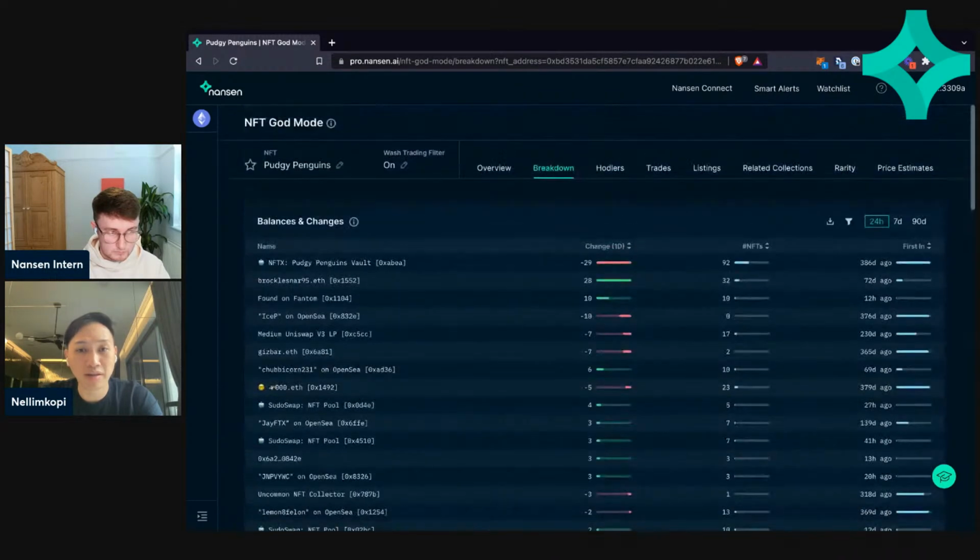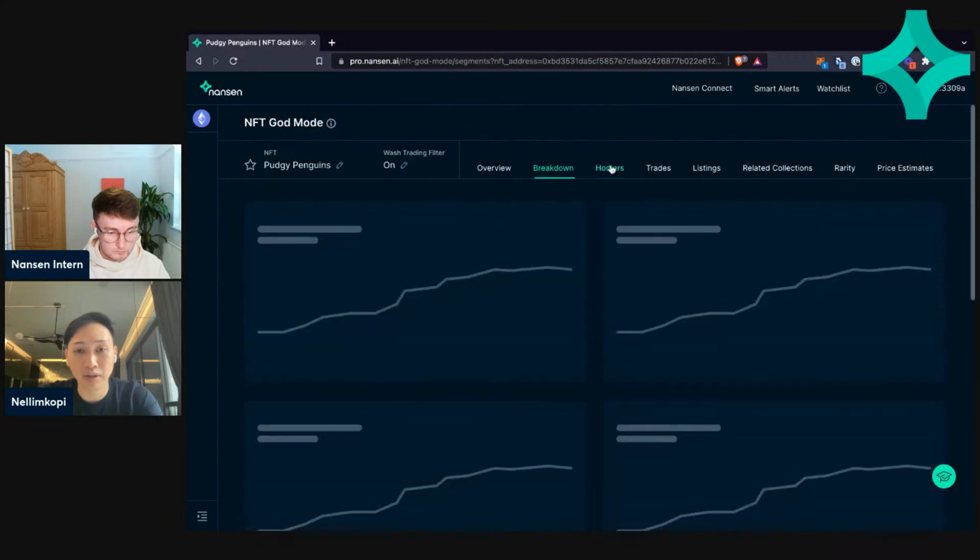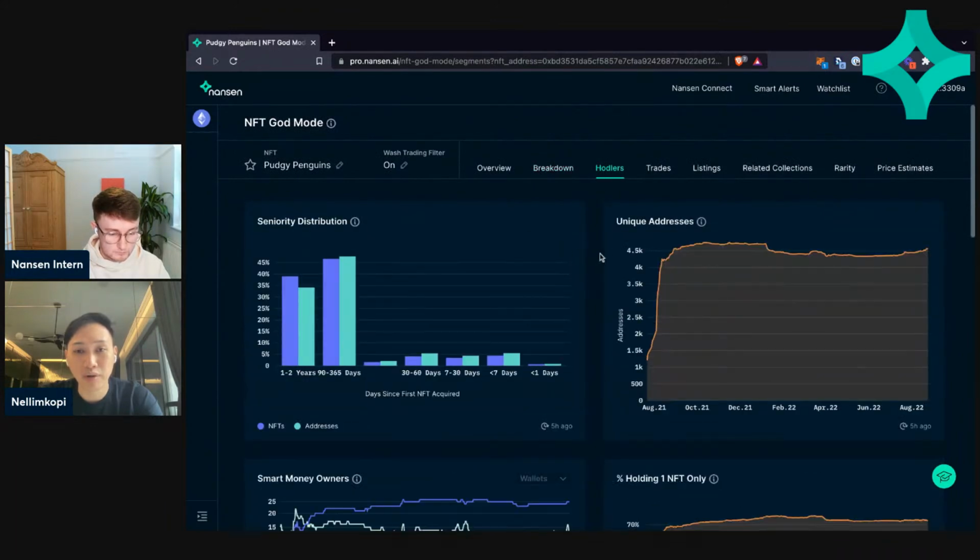But one really interesting thing to drill down on is the number of holders and the seniority distribution. You can see that with the recent hype around Pudgy Penguins, back in June the unique addresses were somewhere around 4,003, but now it's about 4,562. So we have gained quite a good amount of unique addresses.